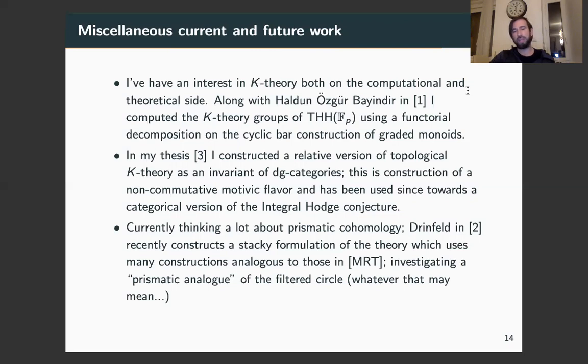Last but not least, I am currently thinking a lot about prismatic cohomology. Drinfeld recently constructed a stacky formulation of the theory, which uses actually many of the constructions that arise in our HKR paper. So I'm currently investigating whether or not there exists a prismatic analog of the filtered circle, or at least some of the constructions that we use. So this is obviously work in progress.